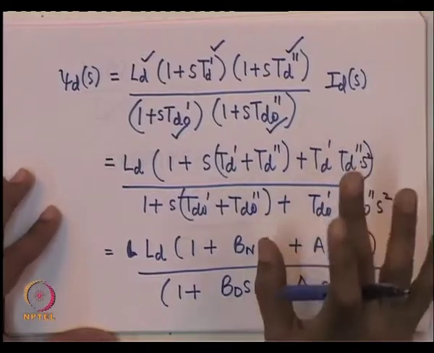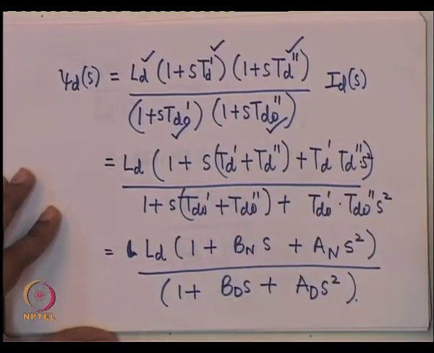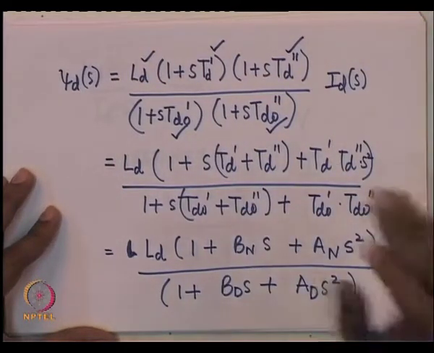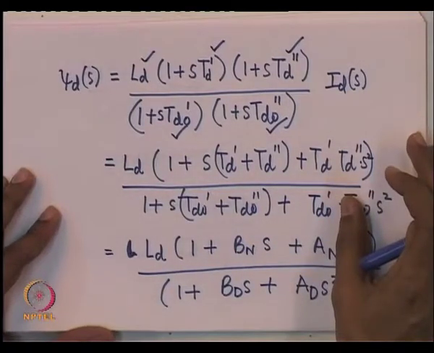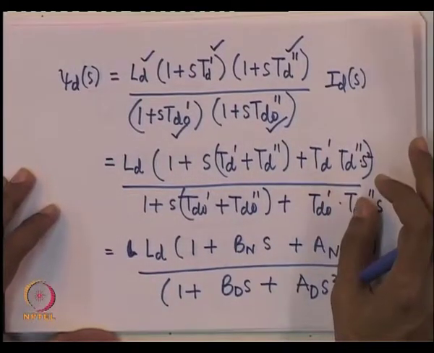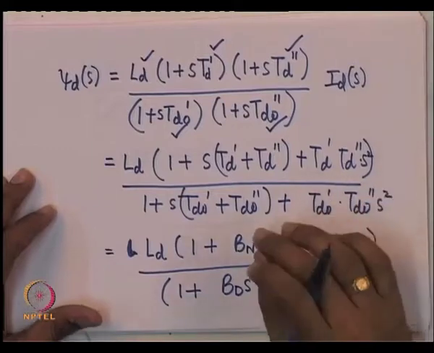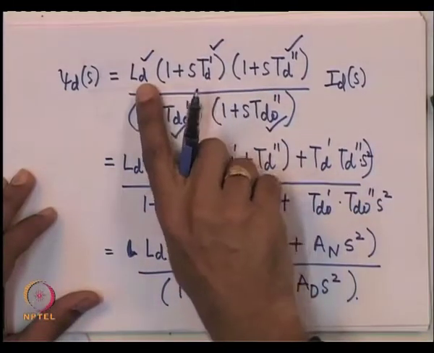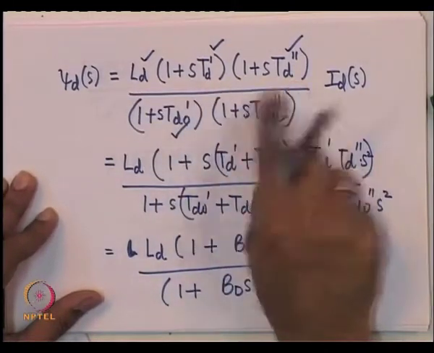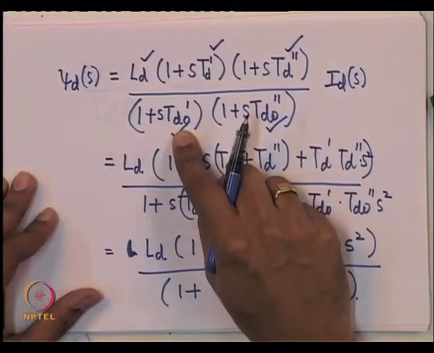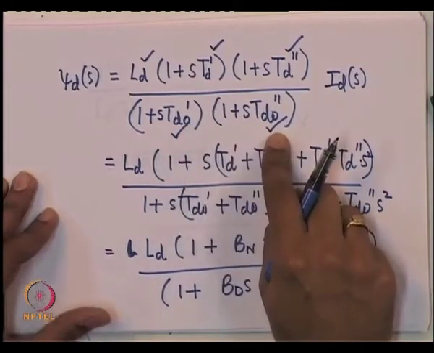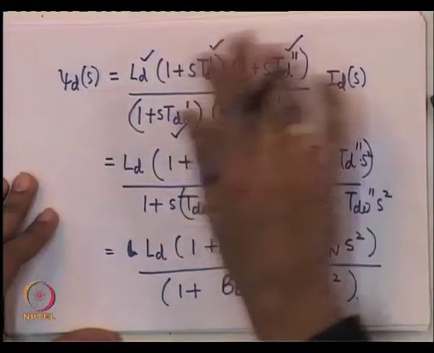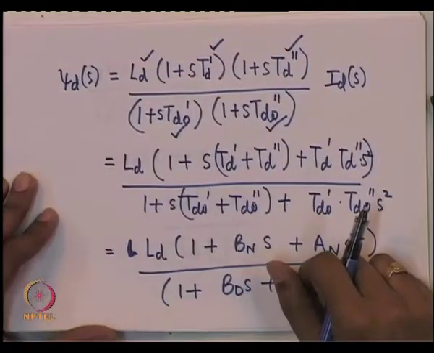Okay. So, that is done by what is known as the standstill frequency response test, which I mentioned some time back. Okay. Now, there is only one issue. I will get L D, T D dash, T D double dash, T D 0 dash and T D 0 double dash by fitting the model to the experimental frequency response.